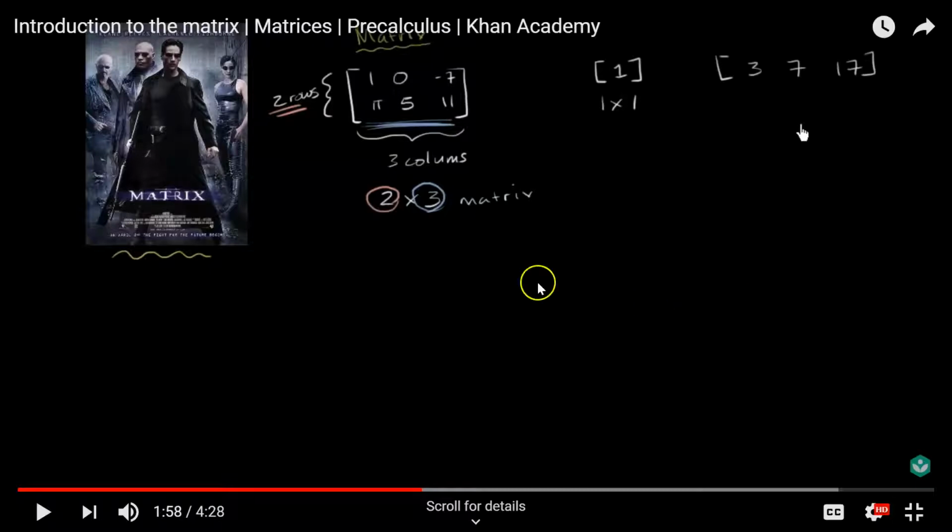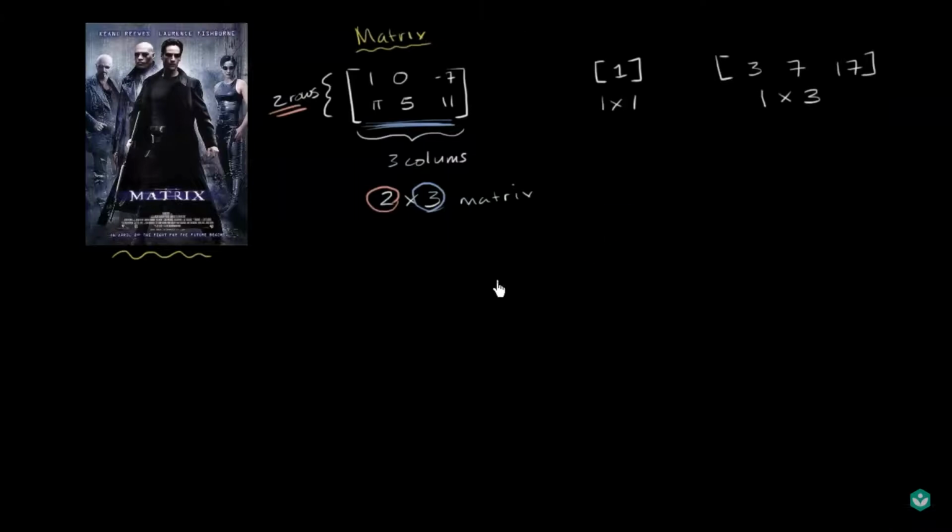3 by 1. 1 by 3. Yeah, you always say the rows first. All right, so this would be a 1 by 3. What is this? Well, this has 1 row. This is the 1 row we see here, and it has 3 columns. This is a 1 by 3 matrix.